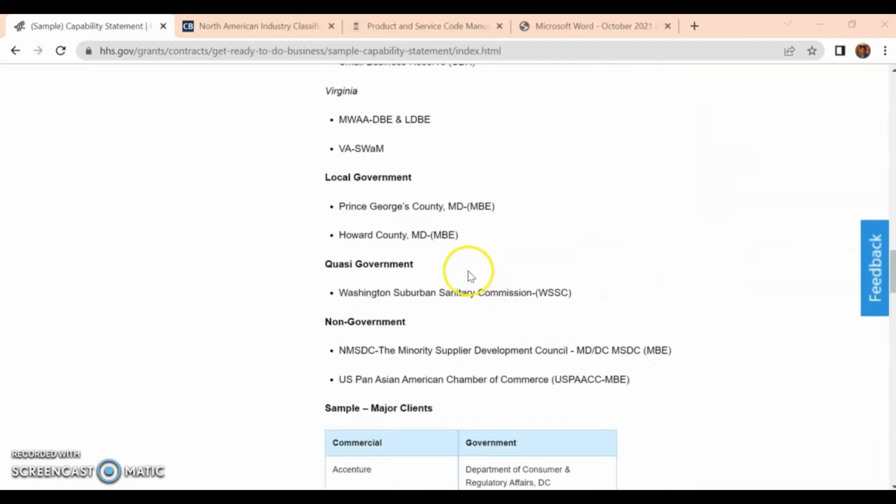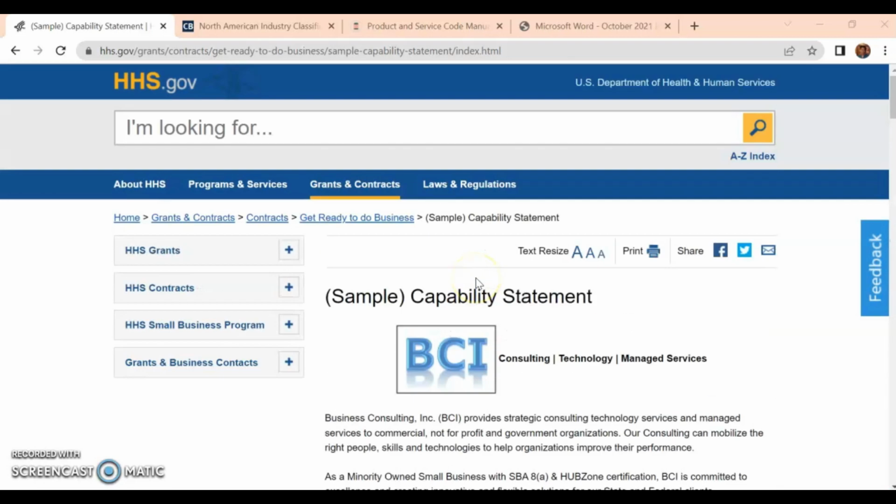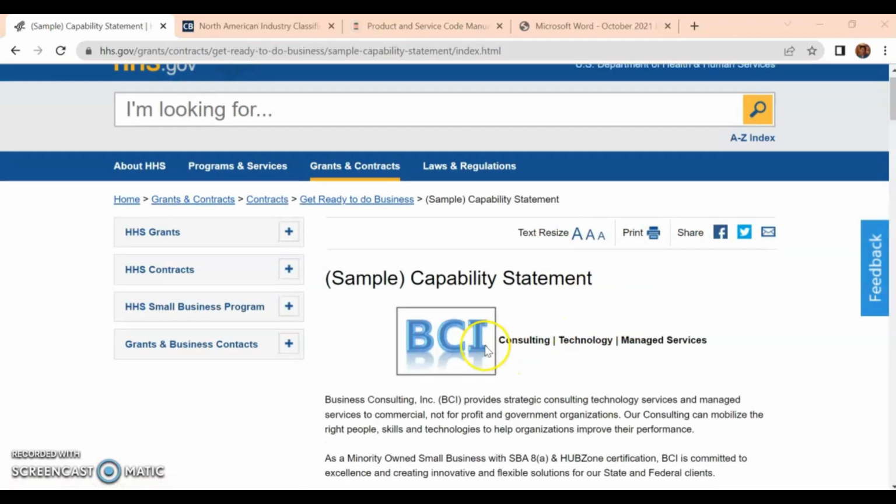But like I said, I love the way that the U.S. Department of Health and Human Services gave you the keys to how to be successful in the government marketplace. They've given you everything you need. And also, we didn't talk about, you can print this out. You can share this information.